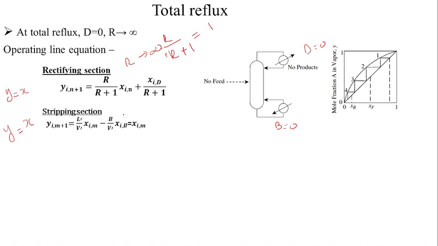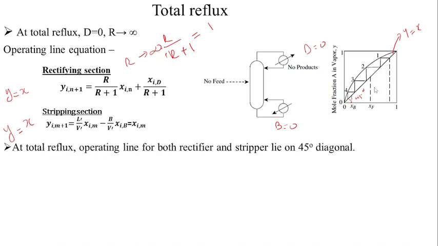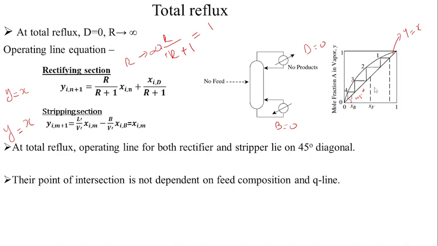Both rectifying section line and stripping section operating line will coincide with, not the equilibrium line, the y equal to x line. This is the y equal to x line, and it should be at 45 degrees with respect to the yx axes. Right. Total reflux operating lines for both rectifier and stripper lie on the 45 degree diagonal. The point of intersection is not dependent on the feed condition and q line.